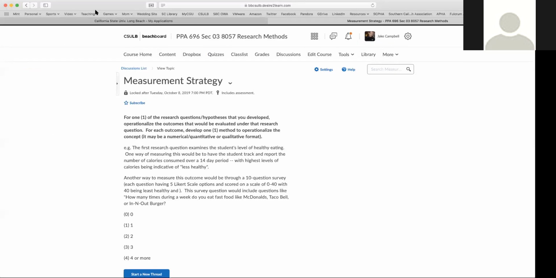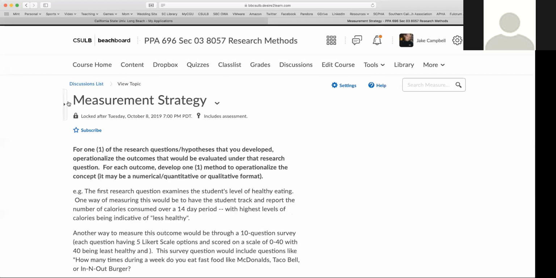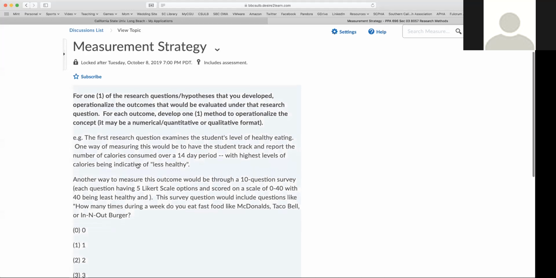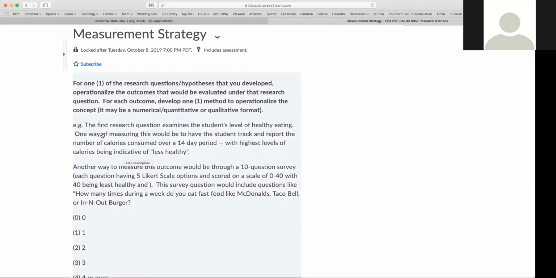Hopefully you can see this. I'll try to zoom in a little for you. So what you're going to do for this is take one of the research questions and hypotheses that you've created. Of the two questions, choose one. I don't care which, whichever one makes sense for you at this point, and then develop one for each outcome. So for the one outcome specific to that one research question, come up with a way to operationalize the concept. So if you have a research question looking at, will the program lead to a reduction in post-traumatic stress, come up with an example operationalization.